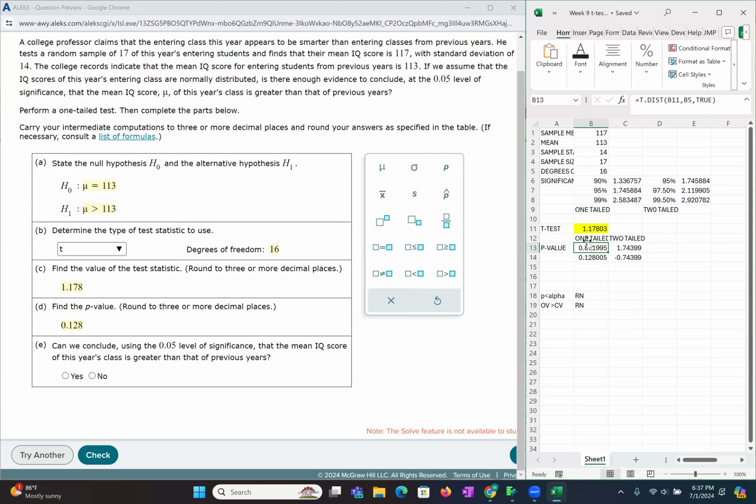So P less than alpha. Alpha is 0.05. If P is less than alpha, we're going to reject the null. If P is greater than alpha, we're going to fail to reject the null. I hate how it's worded. I think it's yes. You think it's yes? Yeah.